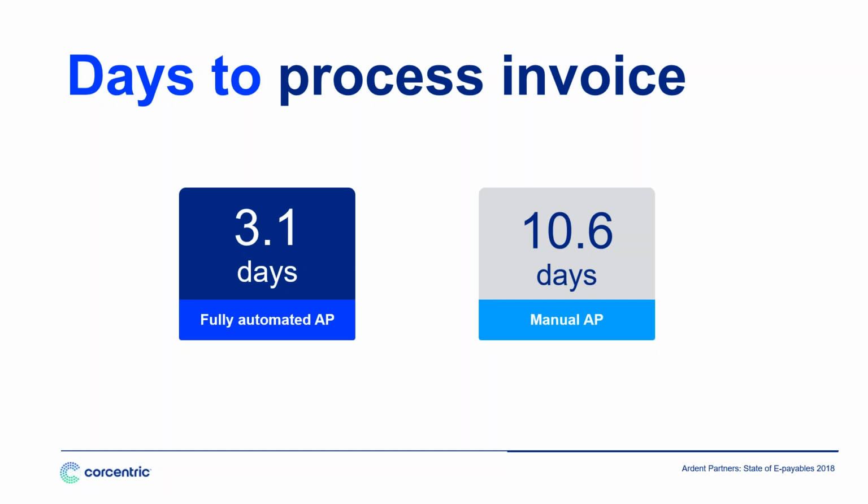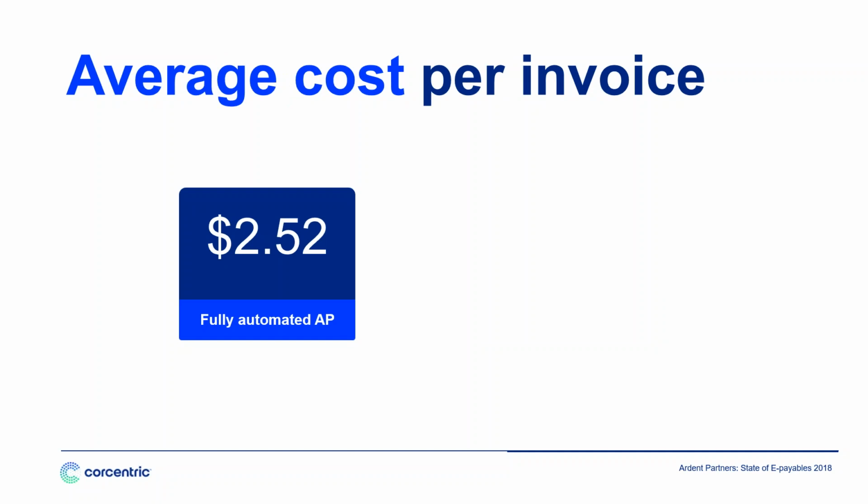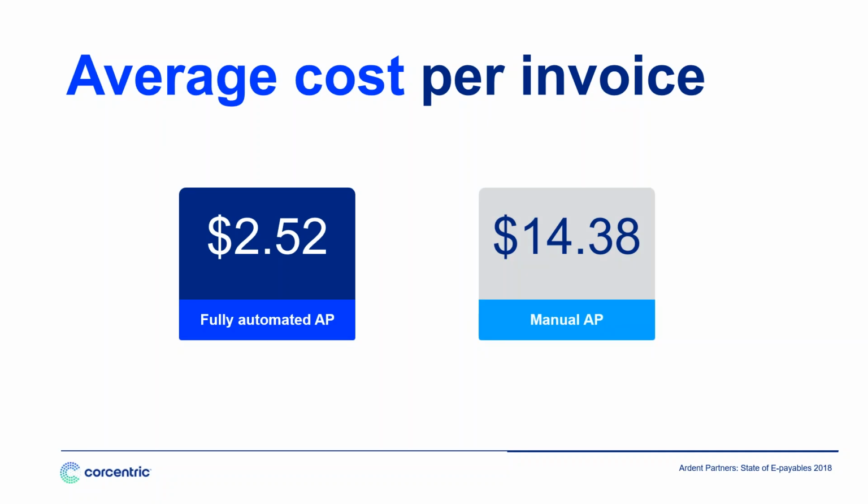We said time. We also said looking at cost or money. What's this look like? The average cost that it takes to process an invoice if you're fully automated. Look at the difference here. This is a staggering gap.